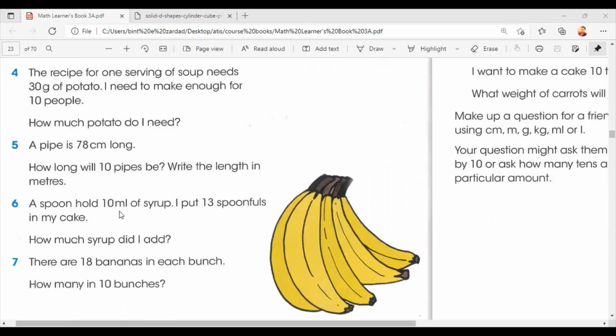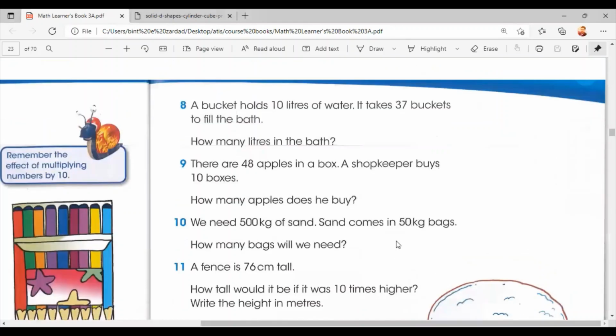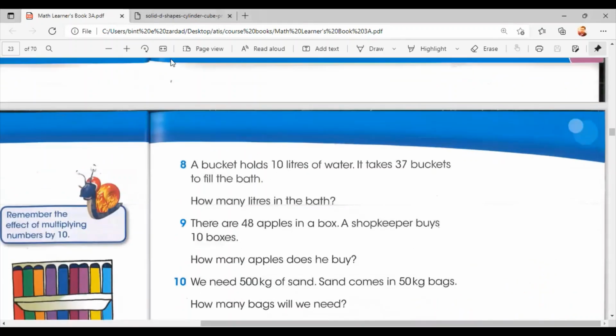A spoon holds 10 milliliters of syrup. I put 13 spoonfuls in my cake. So how much syrup did I add? 13 multiplied by 10, 130. There are 18 bananas in each bunch. How many in 10 bunches? 18 multiplied by 10, 180. And like this, a bucket holds 10 liters. It takes 37 buckets to fill a bath. How many liters in the bath? So 37 multiplied by 10, 370 liters in the bath.